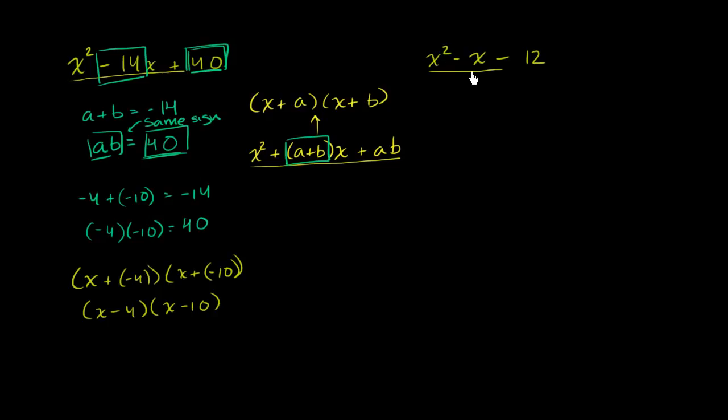Now let's do the same thing over here. Can we think of an a plus b that's equal to the coefficient on the x term? Well, the coefficient on the x term here, this is essentially negative 1 times x, so we can say the coefficient is negative 1. And can we think of an a times b that is equal to negative 12?